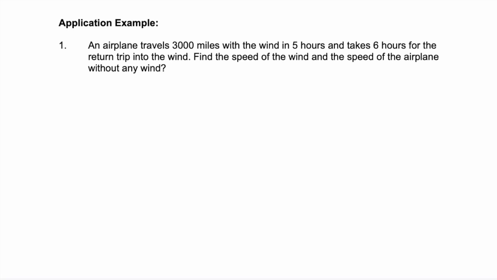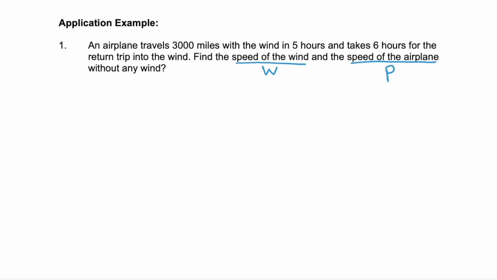We're told that an airplane travels 3,000 miles with the wind in 5 hours and takes 6 hours for the return trip into the wind. Find the speed of the wind, that's our first variable, we'll call that W, and the speed of the airplane, we'll call this P for plane, and we're trying to find the speed of the plane without the wind.